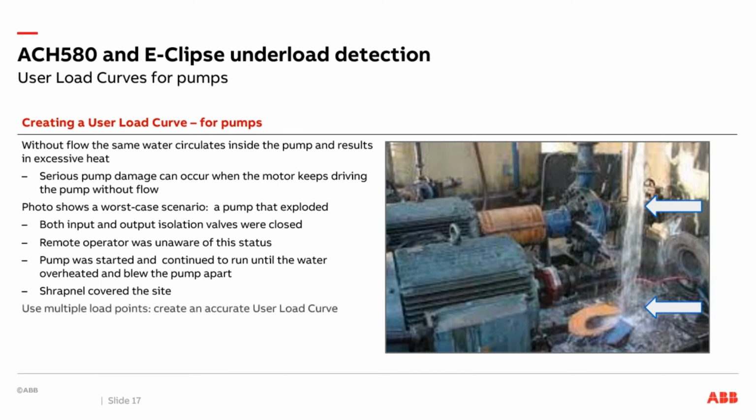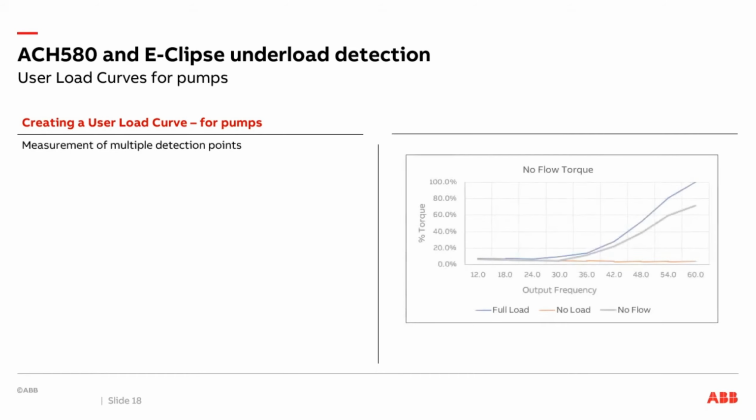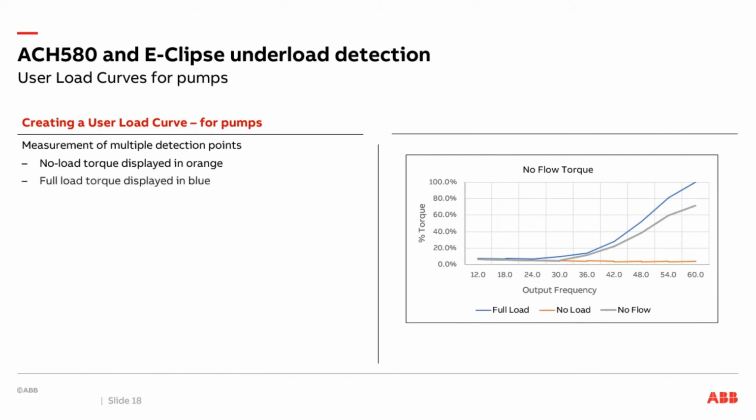Building a user load curve requires data. Looking at the graph, we can start with no load torque data displayed in orange. Full load torque data is shown in blue. And finally, no flow torque data is the gray line.